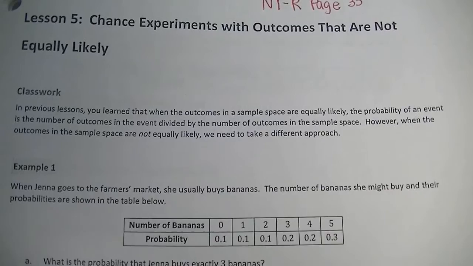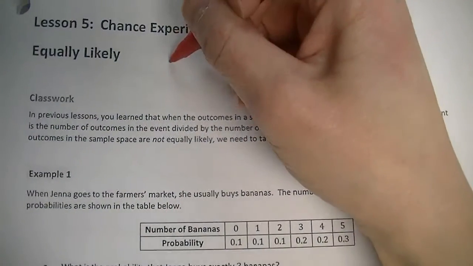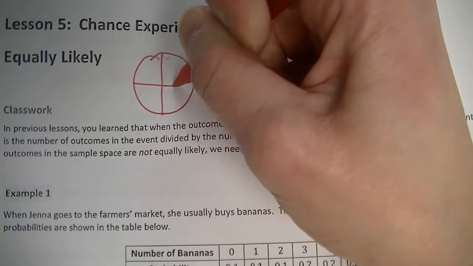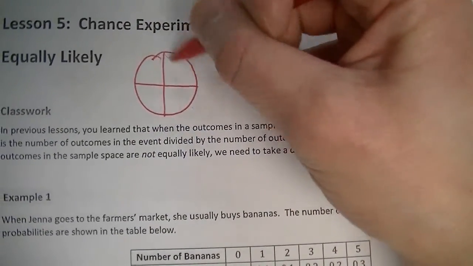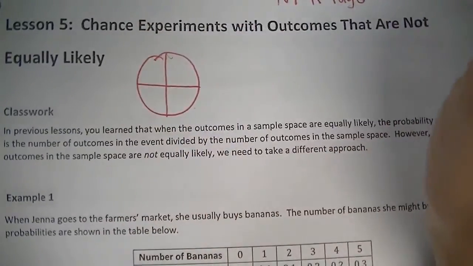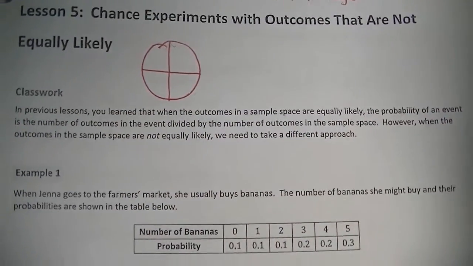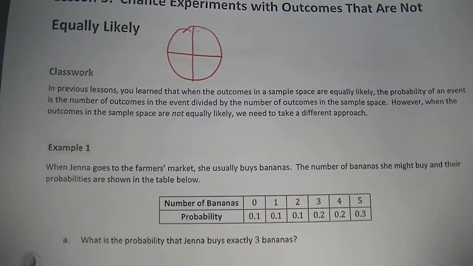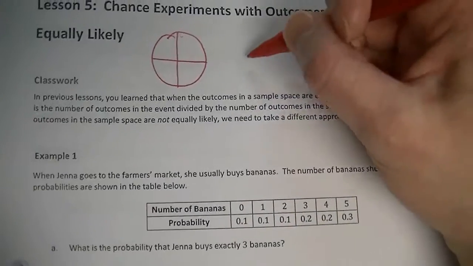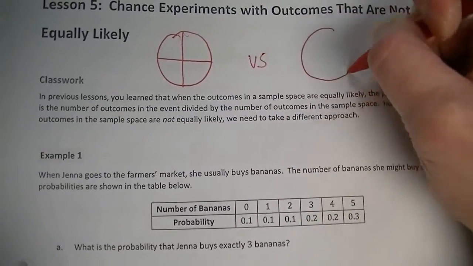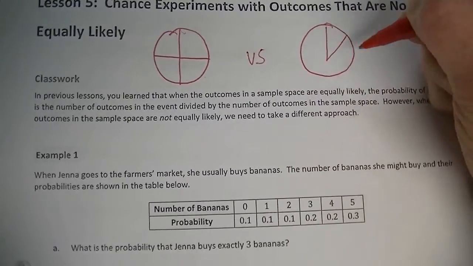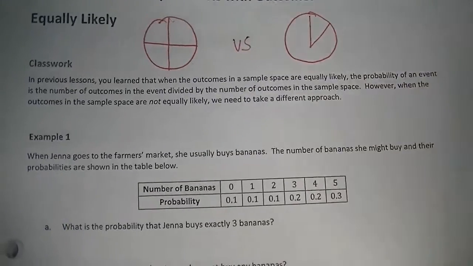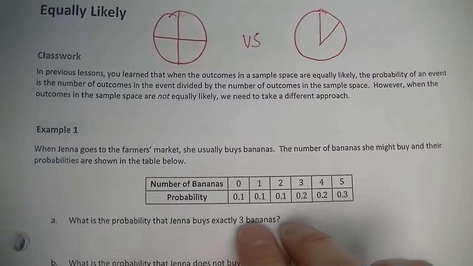So what that really means is you're used to seeing spinners where it's like a beautiful circle and each of the sections are equally likely to happen. Pretend they're all the same size, okay? However, when the outcomes in the sample space are not equally likely, we need to take a different approach. That would be something like a spinner where one section was more likely to happen than another, and they're going to present this type of thing in a table.